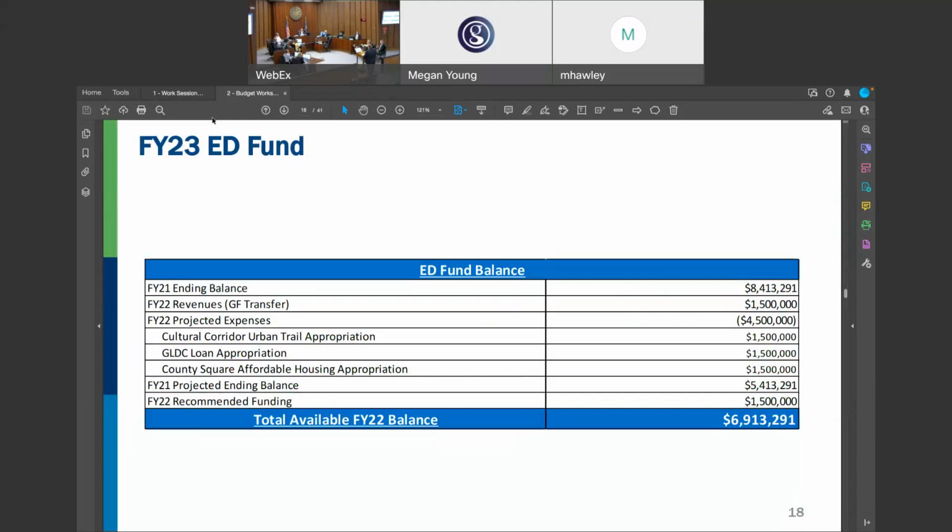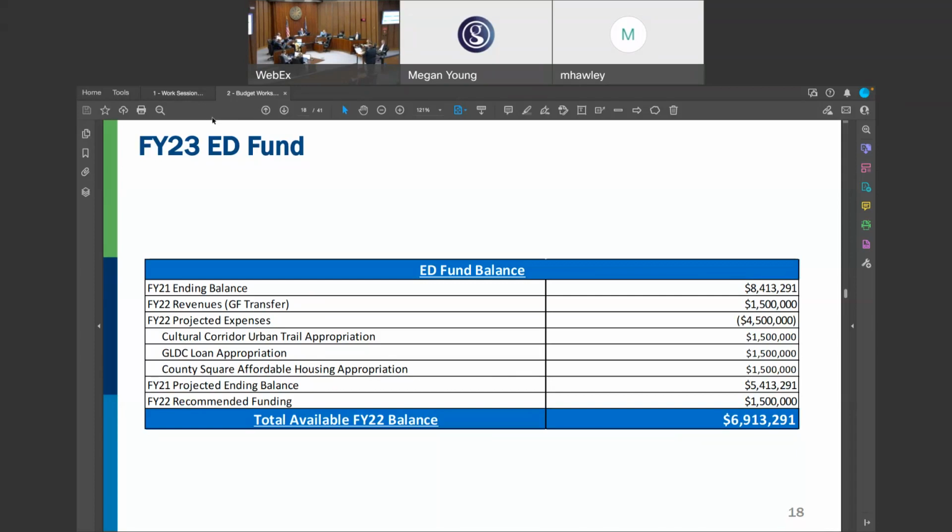So our balance at the end of last year was about 8.4 million. We added $1.5 million during the year, but we had $4.5 million of appropriations for the cultural corridor, for the county square housing appropriation, for a loan appropriation through GLDC for business recruitment. So if you take those out, we have an ending balance of the current year of 5.4 million. We're going to add another 1.5 next year. So we have an available balance of around $7 million in the ED fund, again, to facilitate public-private partnerships and new investment in primarily the downtown area.